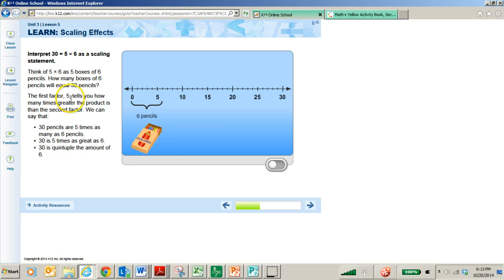Here we have 5 times 6. It says the first factor tells how many times greater the product is than the second factor. We can say that 30 pencils are 5 times as many as 6 pencils.